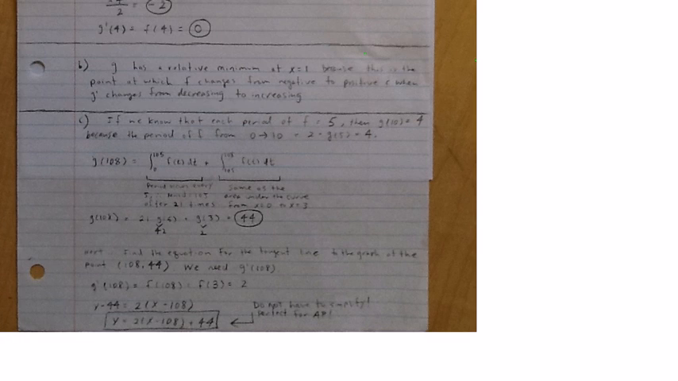Well, if we know that each period of f equals 5, then g of 10 equals 4, because the integral of f from 0 to 10 equals 2 times g of 5. Okay? That's very simple. Next, they ask for g of 108. Okay? Well, you can split this up as the integral from 0 to 105 of f of t dt plus, I'll just write it again, right here, the integral from 105 to 108 of f of t dt.